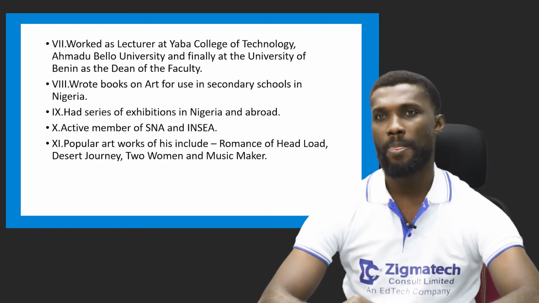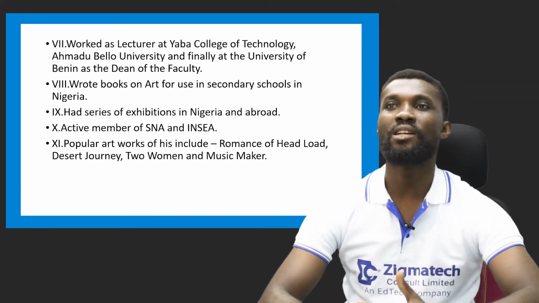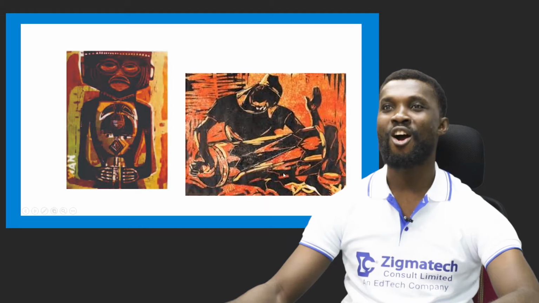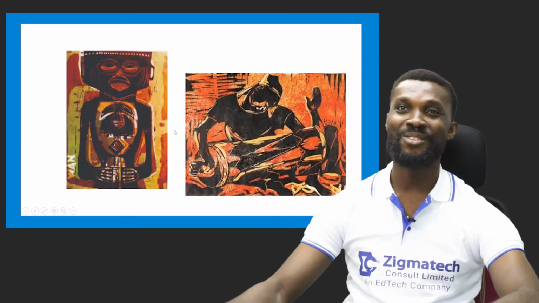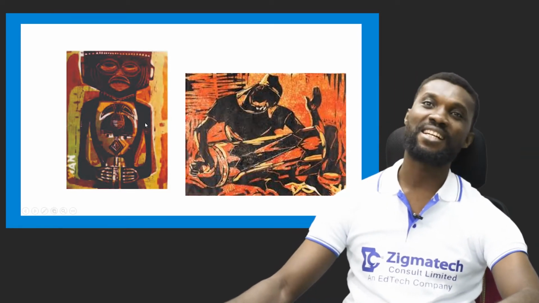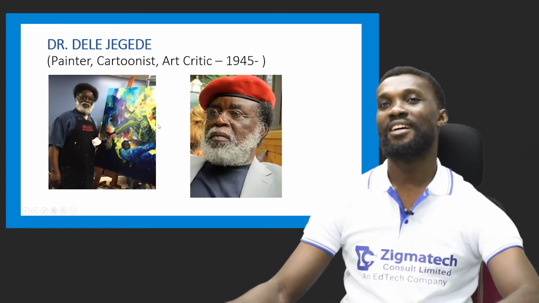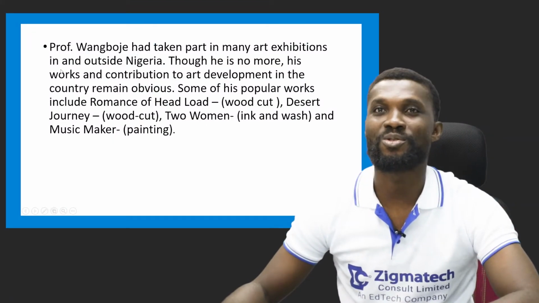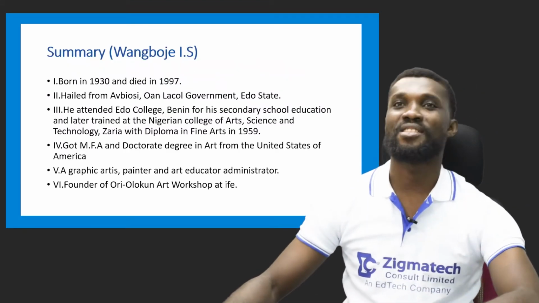Now his popular works include The Romance of the Head Lord, The Desert Journey, Two Women, and The Music Maker. These are some of the major paintings he did. If you see The Music Maker, how he plays with colors, they look monochromatic. So amazing works. That's the impact of Professor Umuji.